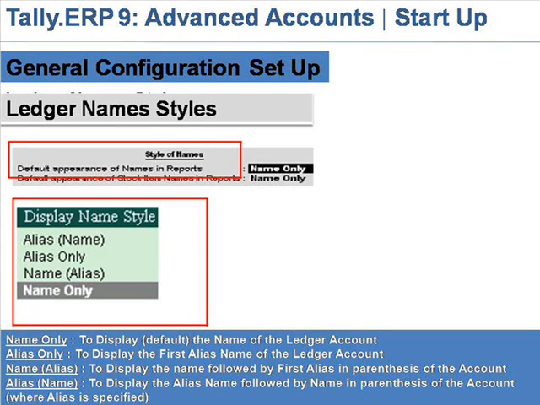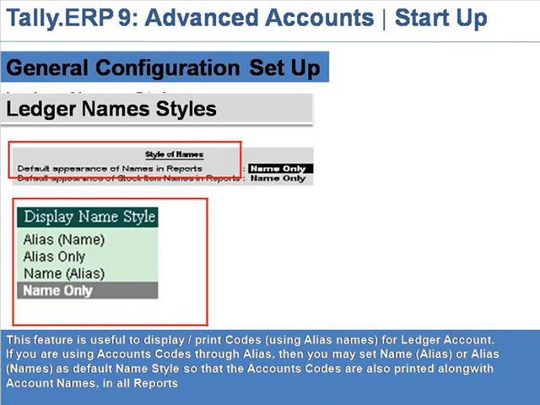Alias (Name) to display the alias name followed by the name in parentheses of the account where alias is specified. This feature is useful to display print codes using alias names of ledger accounts. If you are using account codes through alias, then you may set Name (Alias) or Alias (Name) as the default name style so that account codes are also printed along with account names in all reports.